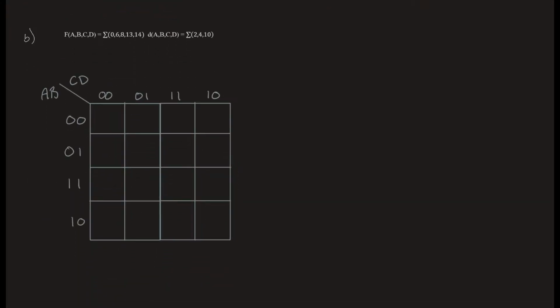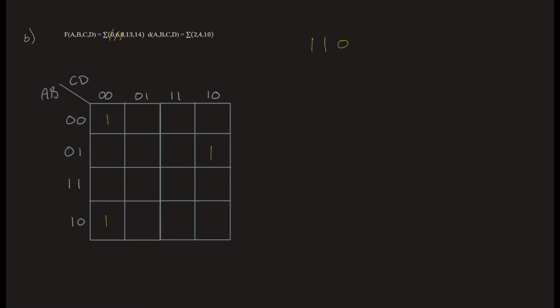Alright, let's try this one. So, there is a 1 at 0, 0, 0. There is a 1 at 6. So 6 is 0, 1, 1, 0. Where's that at? Here. There is a 1 at 8, which is 1, 0, 0, 0. There is a 1 at 13. What's 13?